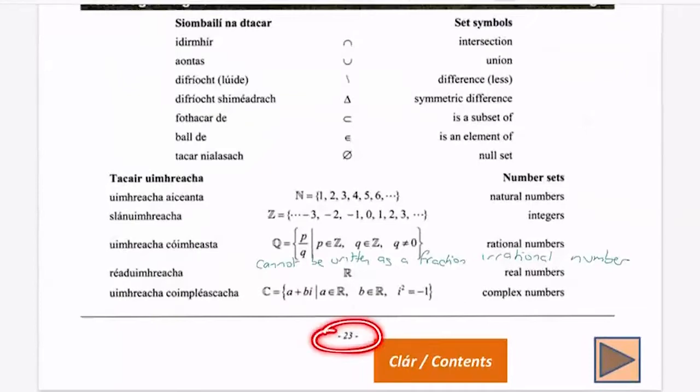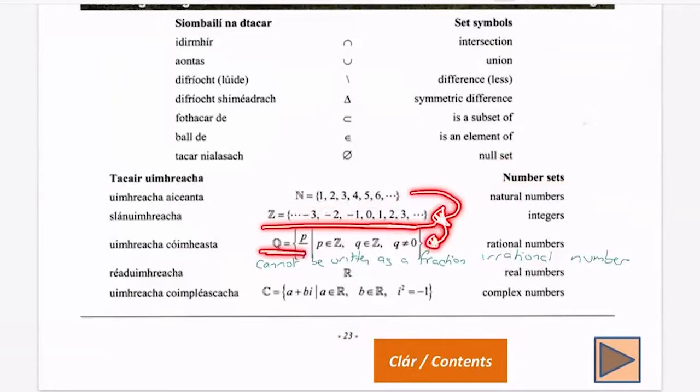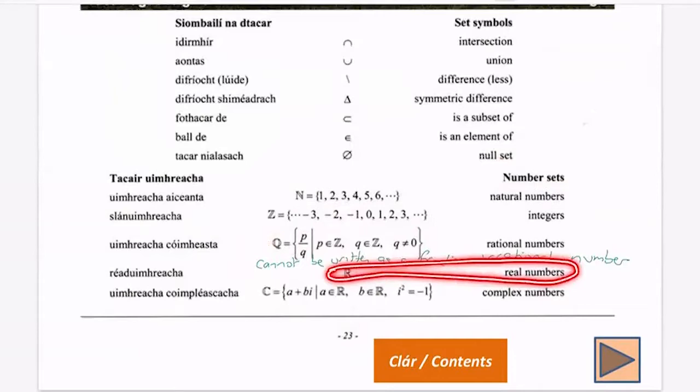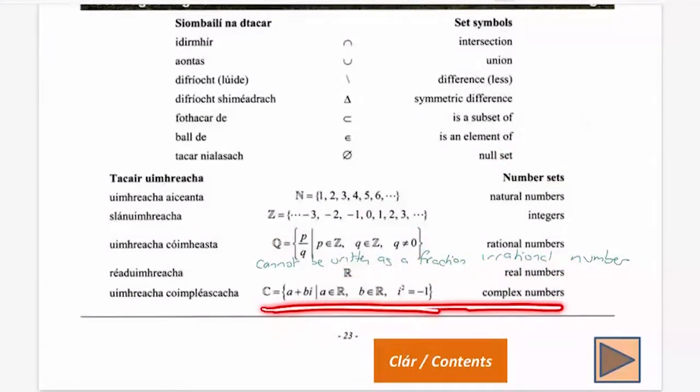page 23, you can see all your number sets. Your natural numbers are part of the integer set. The integers and natural numbers are part of your rational numbers because any whole number can be written as a fraction. And then the rational and irrational numbers both make up the set of real numbers. However, sitting outside of them is the set of complex numbers. So a complex number is not real.